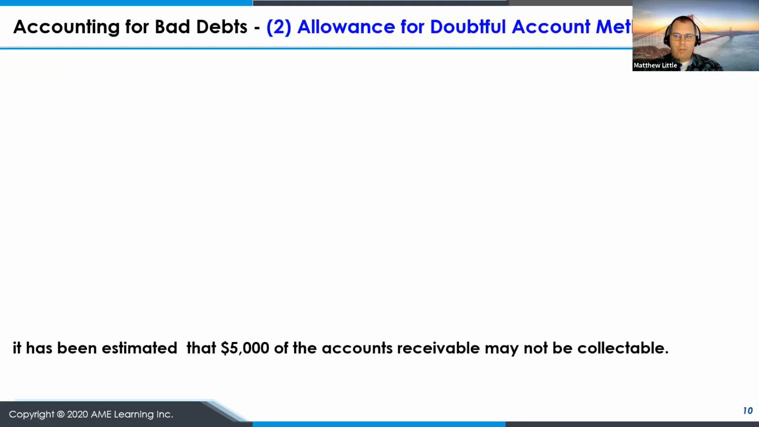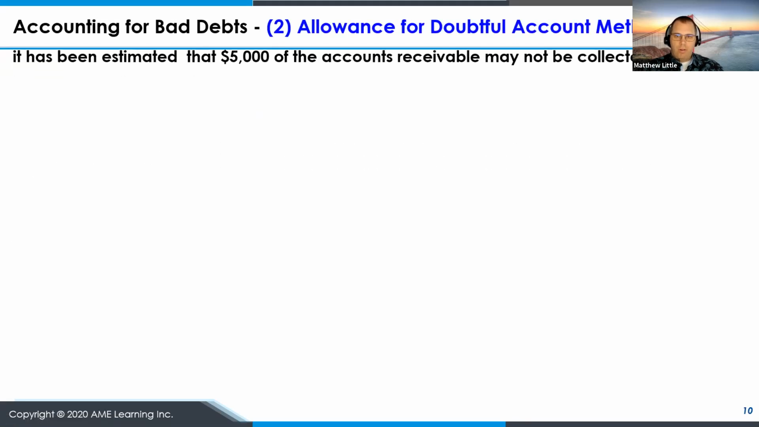Under the allowance for doubtful account method, it's where we've created an estimate of AR. So in this case, we've got an example. We've estimated $5,000 of AR may not be collectible. So we'll debit the operating expense being bad debt, $5,000. Then we'll credit a contra to AR called allowance for doubtful accounts, AFDA, for $5,000.